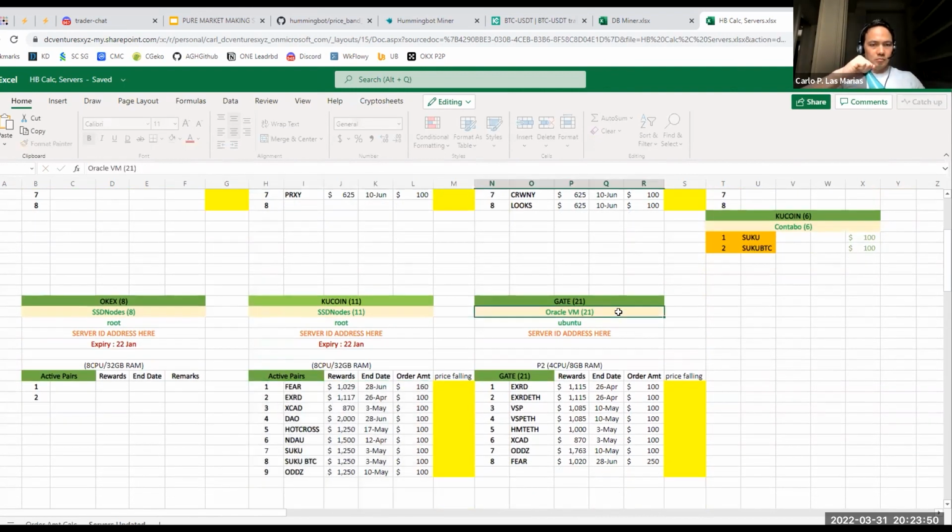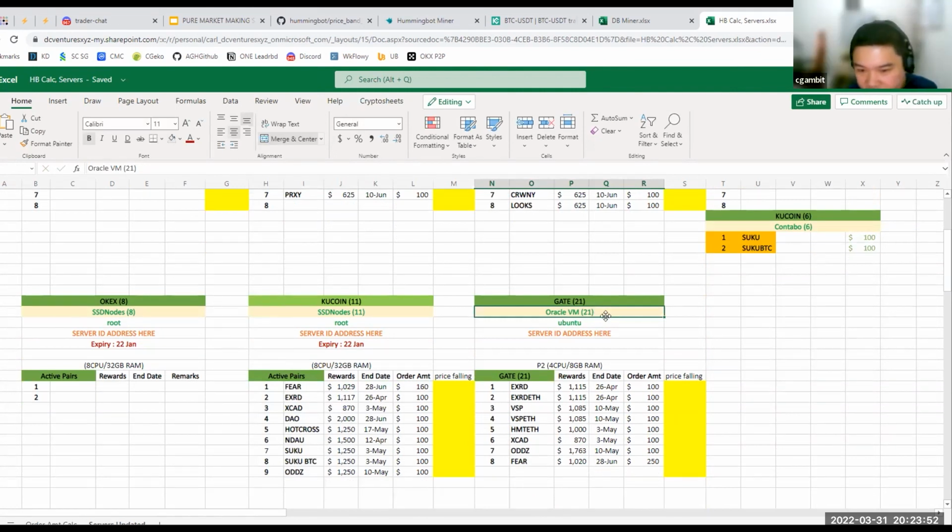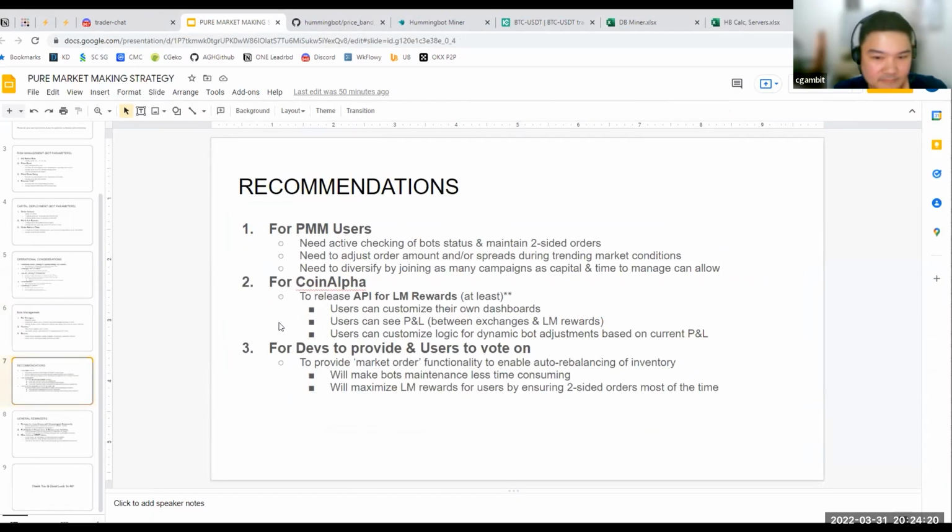And also I tried the Oracle VM. This one is free. They have a free service, so it's working fine also.